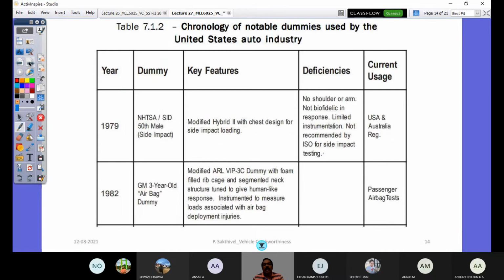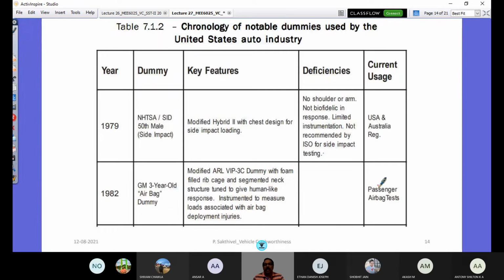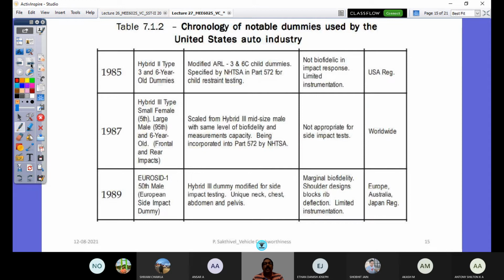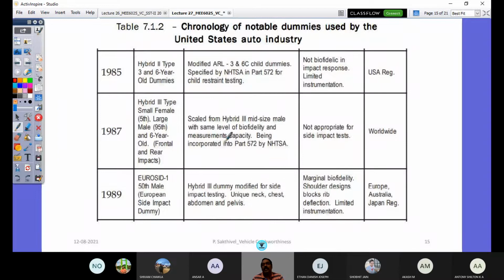In 1979, the side impact dummy was there. In 1982, the child restraint airbag dummy was there, and the passenger airbag test dummy is still being used. And you can see the key features of every new version of the dummy. In 1985, 1987, 1989, gradually it has come, and we could notice the key features of them.